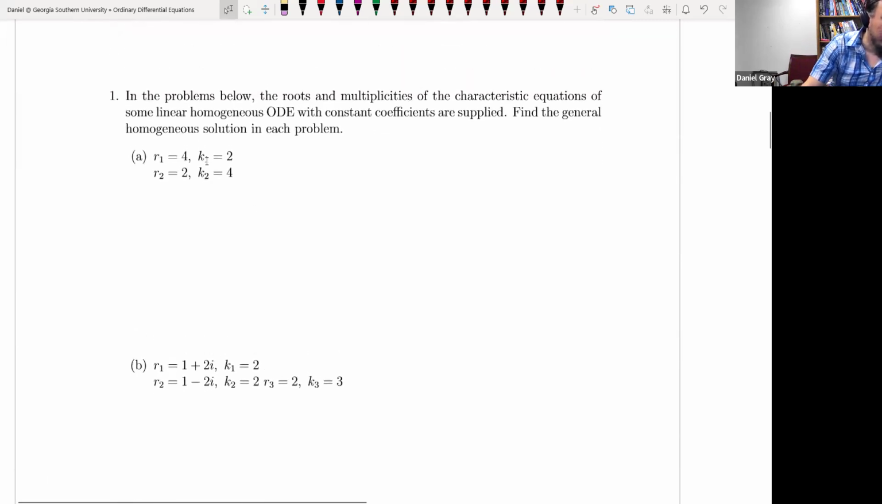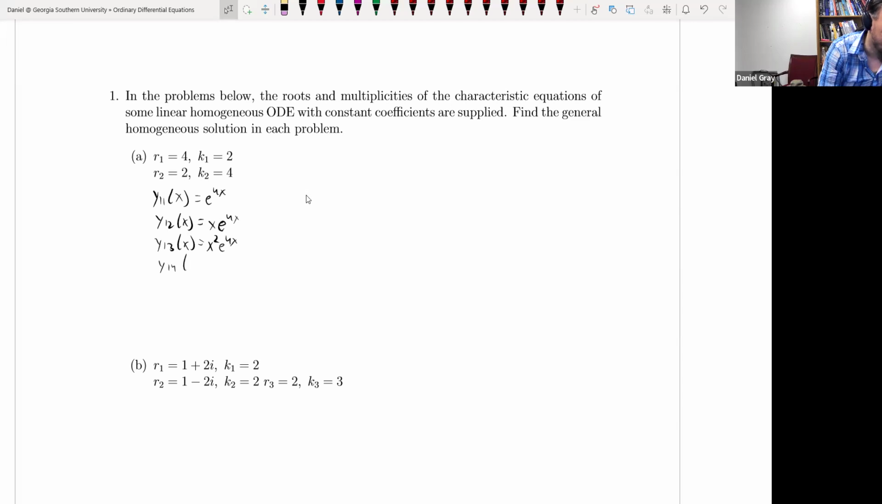Okay, so we have R1 equal to 4, and that occurs twice as a root. R2 is equal to 2, and that occurs 4 times as a root. For R1, I'll write out my homogeneous solutions that correspond to R1 as y11. That's the first solution corresponding to R1, and that's going to be e to the 4x. y12 of x is the next one, so x e to the 4x. y13 of x is going to be x squared e to the 4x.